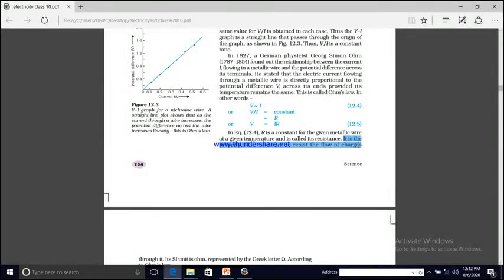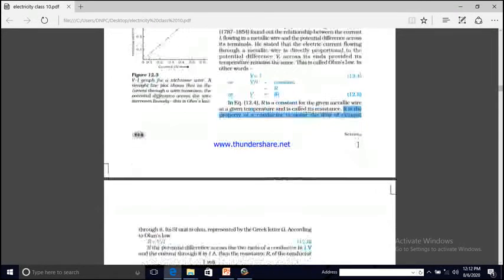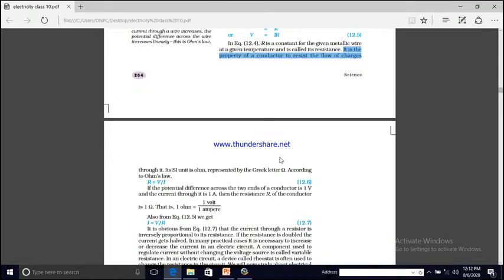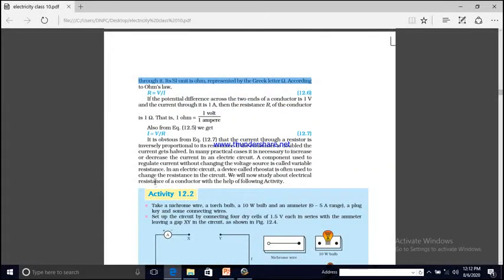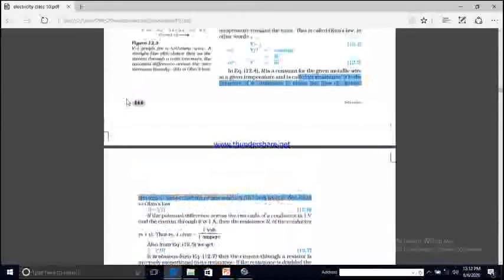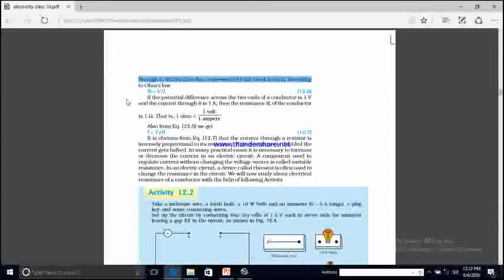What is resistance? The definition of resistance: it is the property of a conductor to resist the flow of charges through it. This is the important point. Its SI unit is ohm, and it is represented by the Greek letter omega. From the previous equation we had seen V is equal to I into R. So what is R? R is equal to V over I.